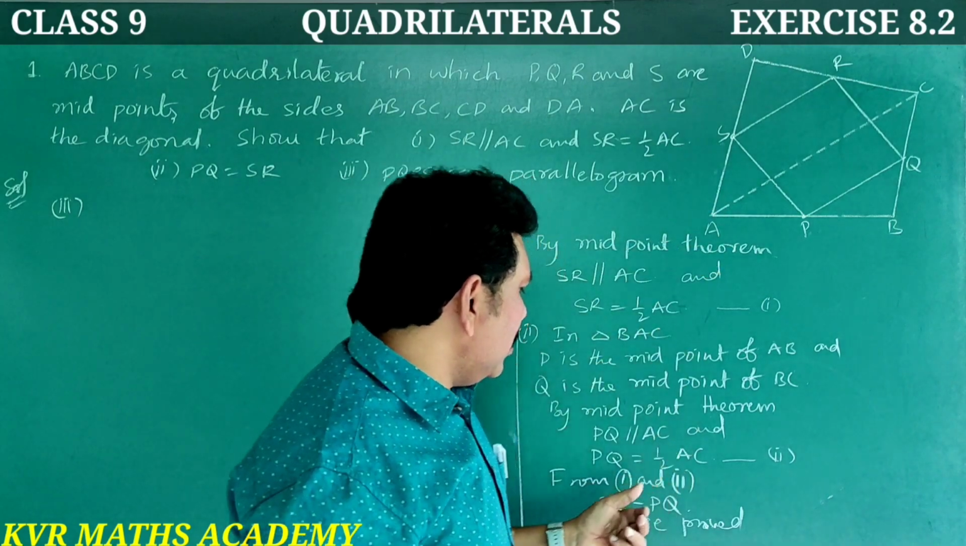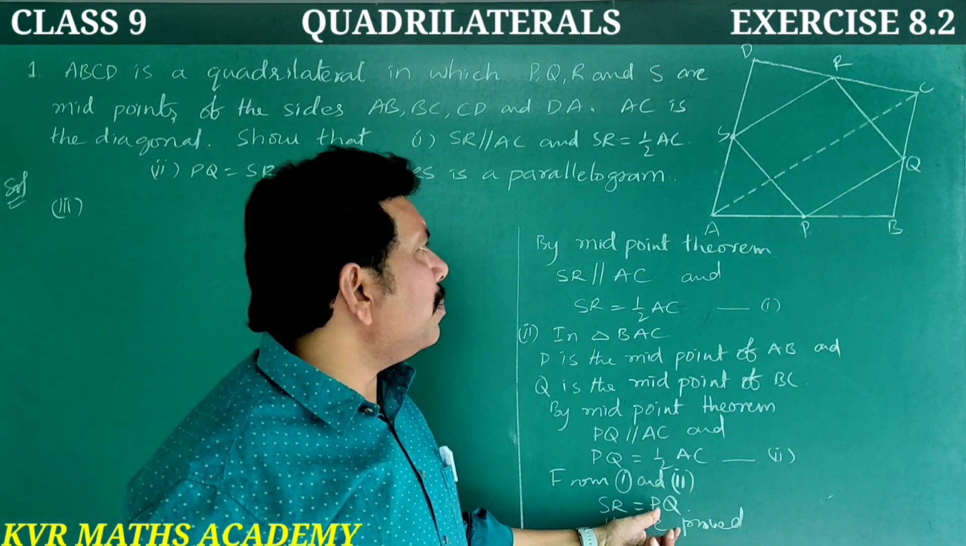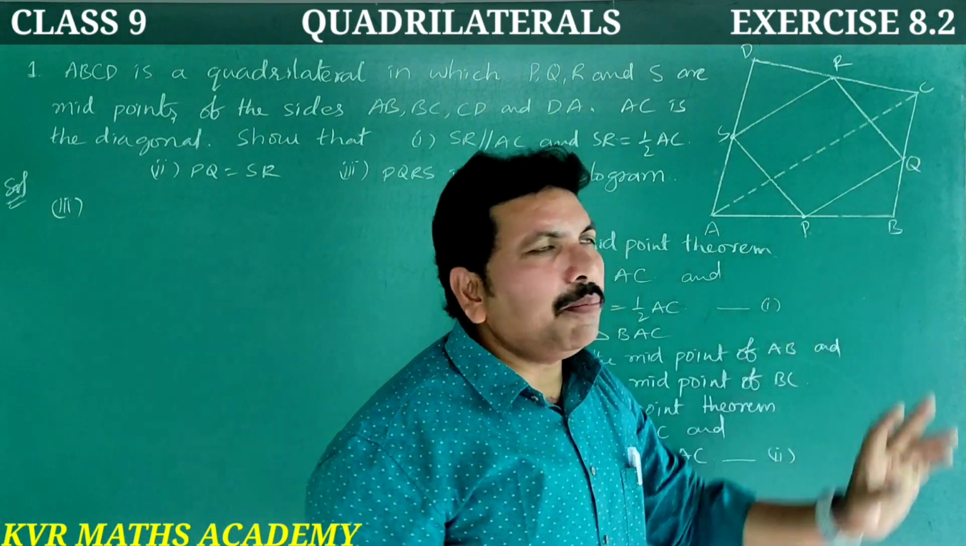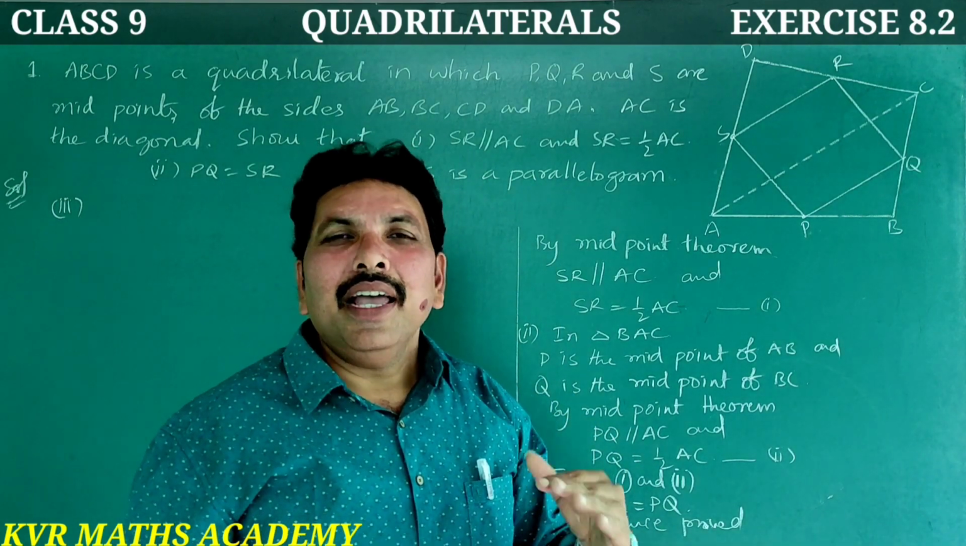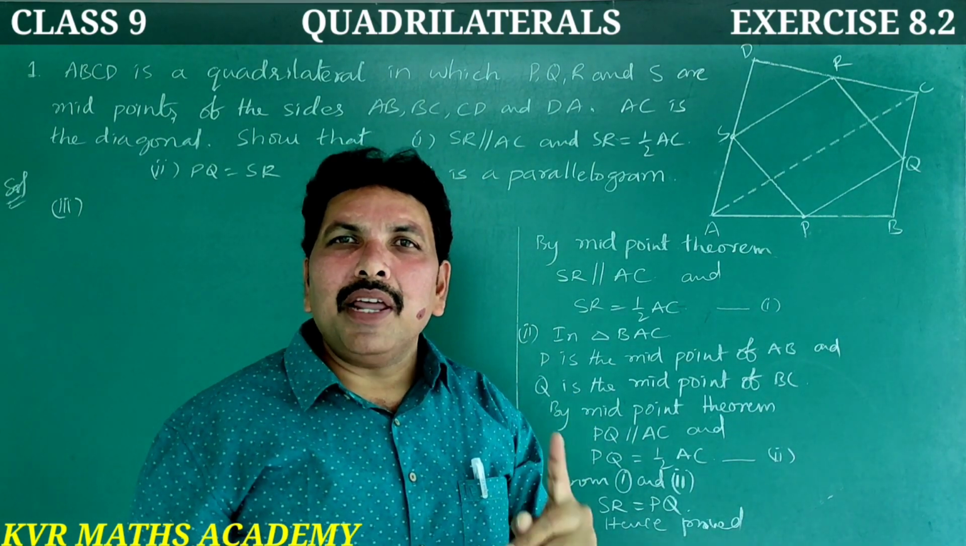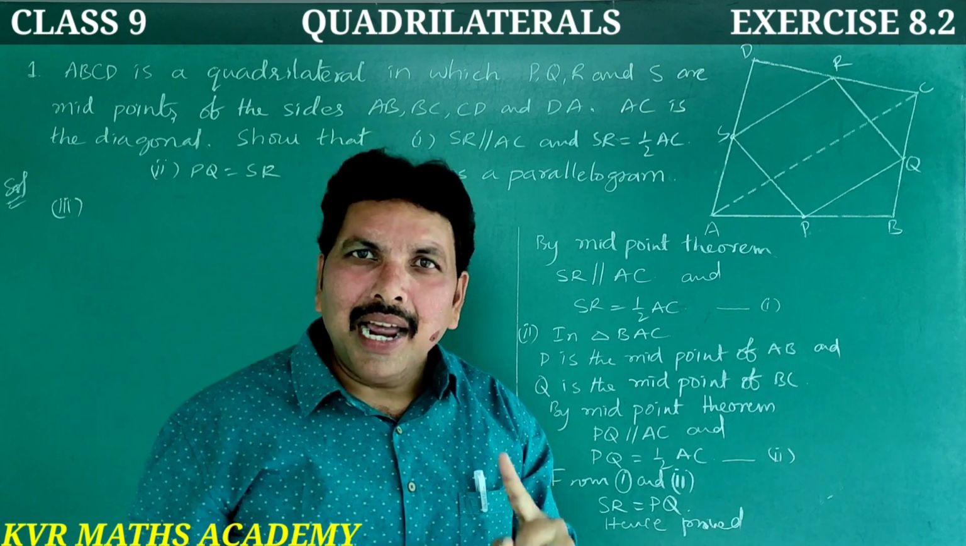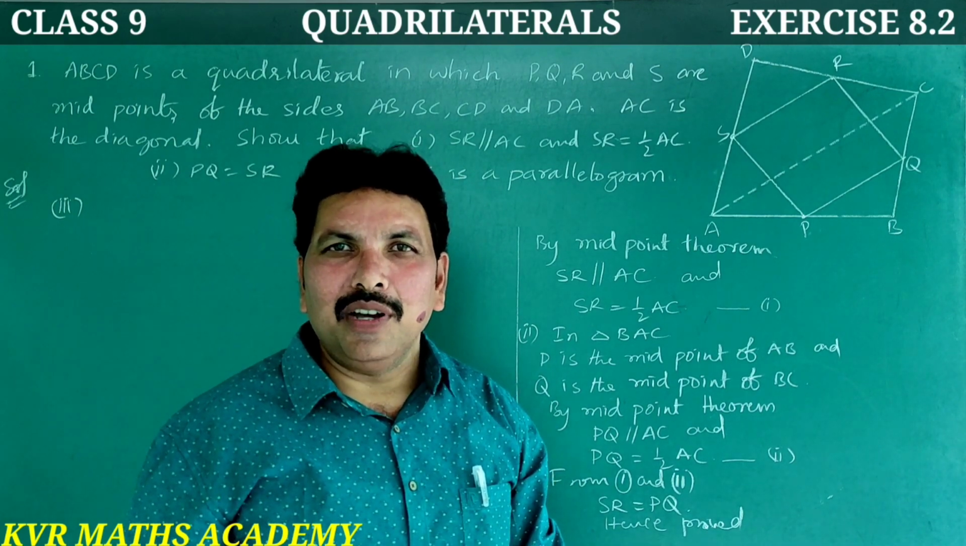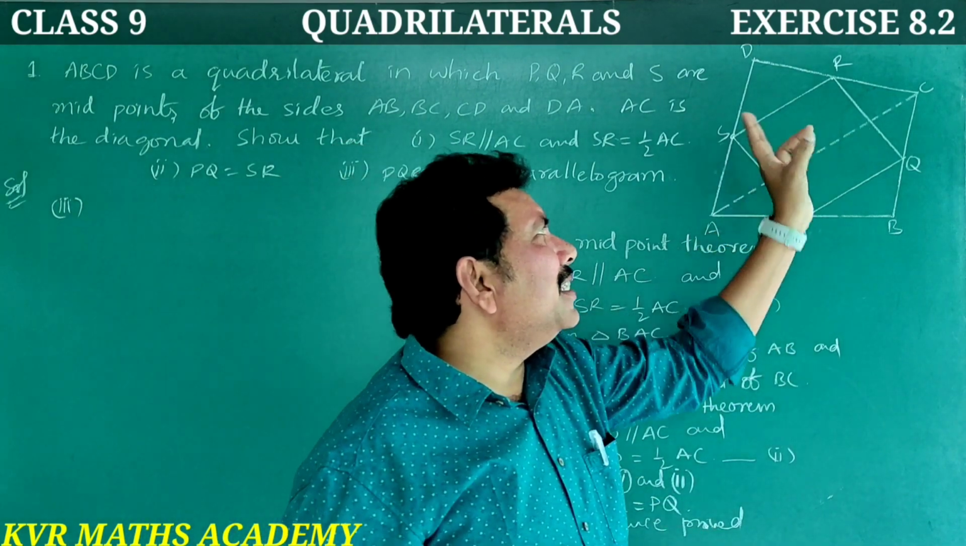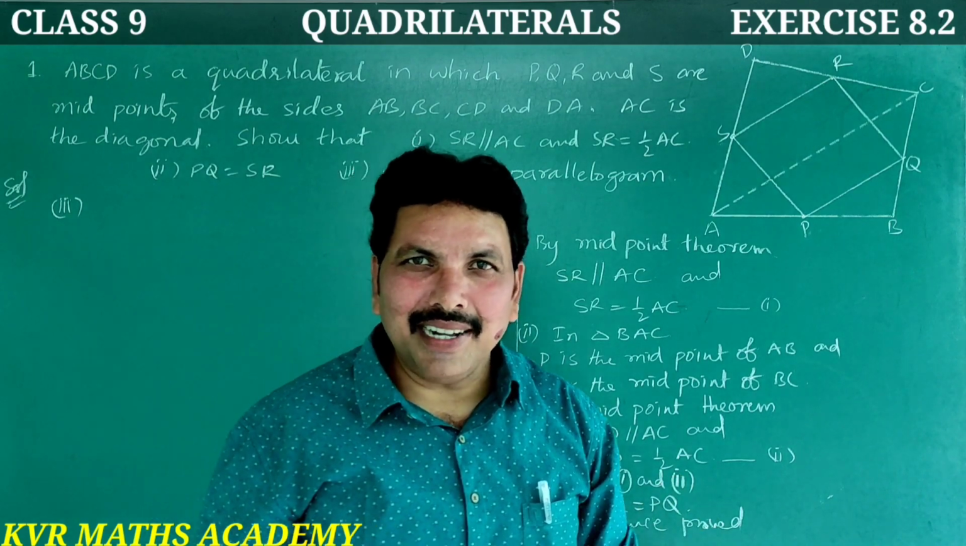Similarly, what else did we prove in the second part? SR is equal to PQ. So a quadrilateral in which one pair of opposite sides are parallel and equal is called a parallelogram. So simply, PQRS is a parallelogram, right? Yes.